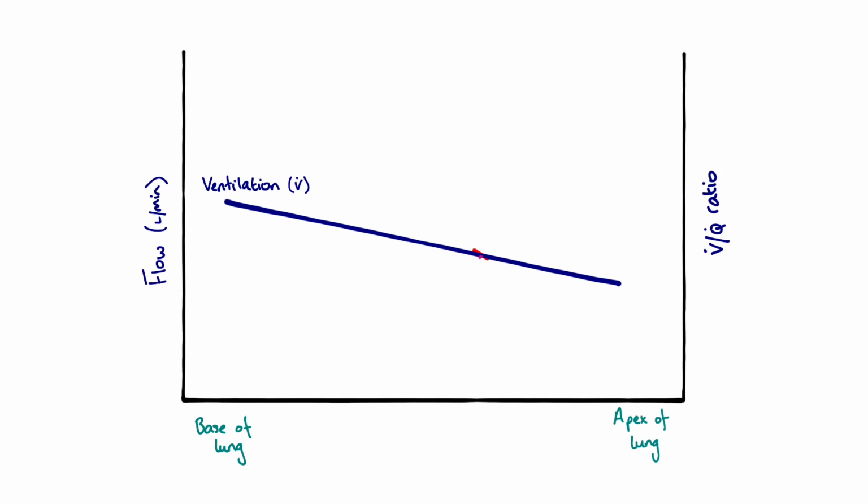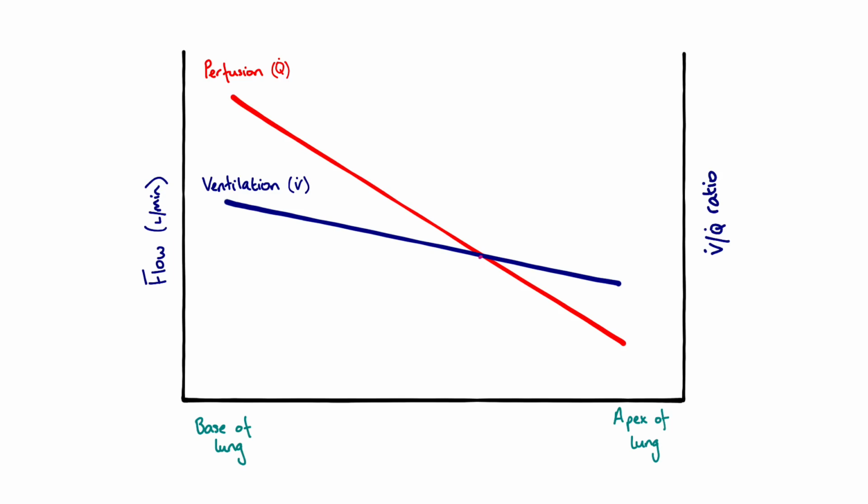If we look at the trend for perfusion, we see a similar overall trend in that perfusion decreases as we go from the base of the lung to the apex, and this is to do with the gravitational effects of blood flow. But a key difference is the rate at which that decrease occurs, namely that perfusion decreases at a much greater rate than ventilation as we go from base to apex.